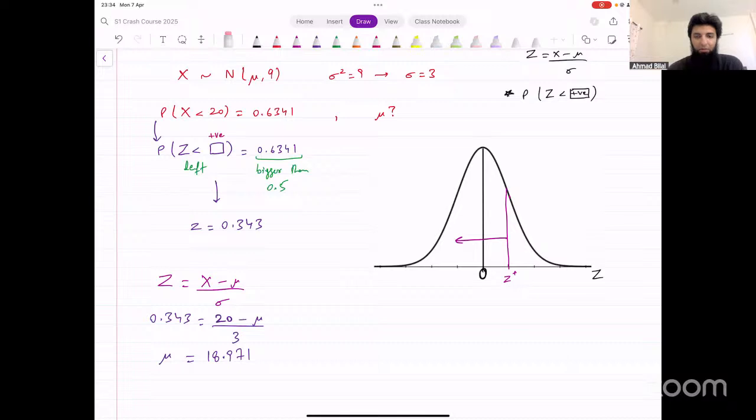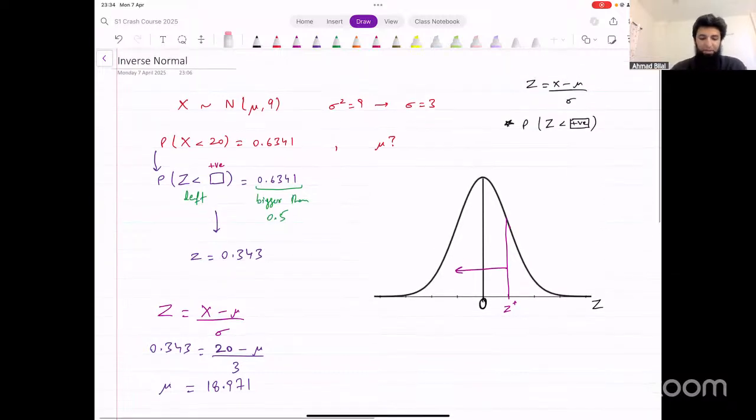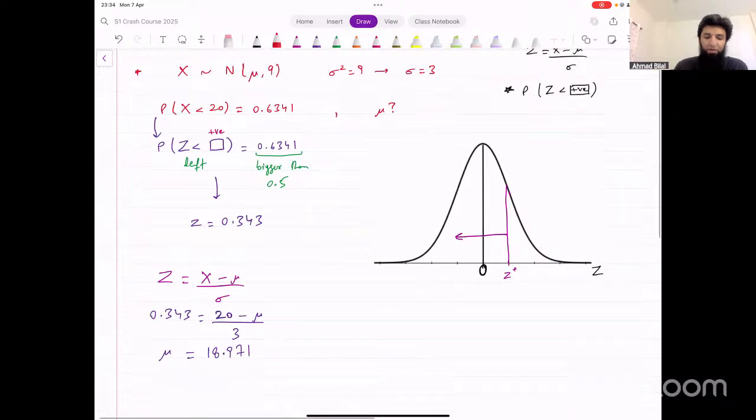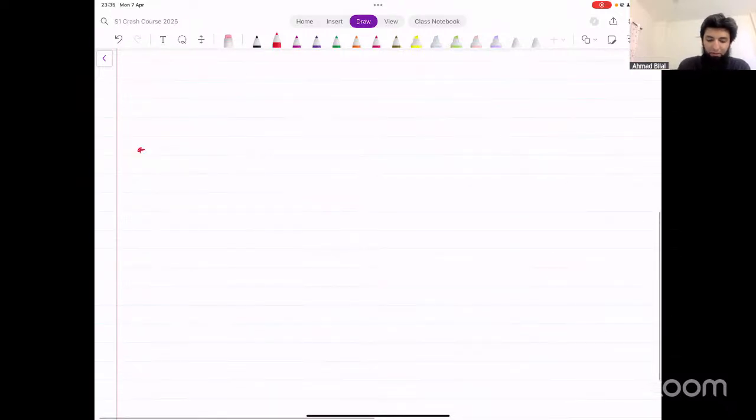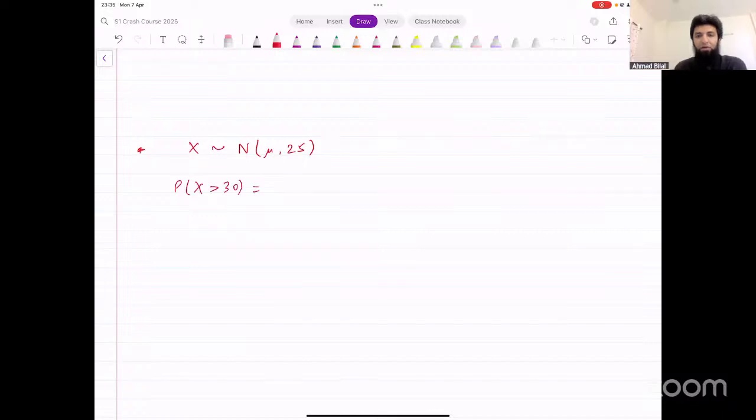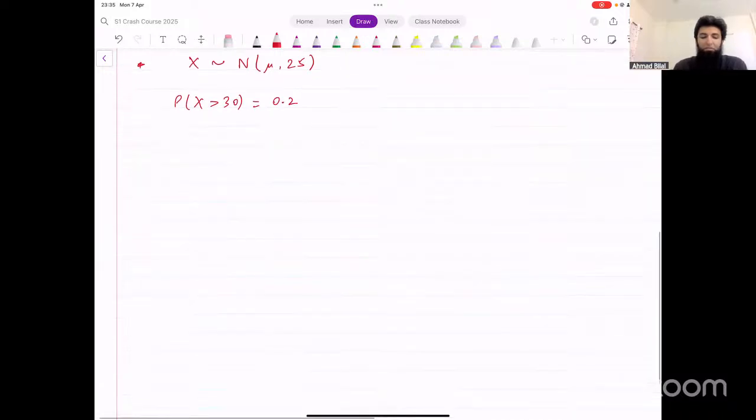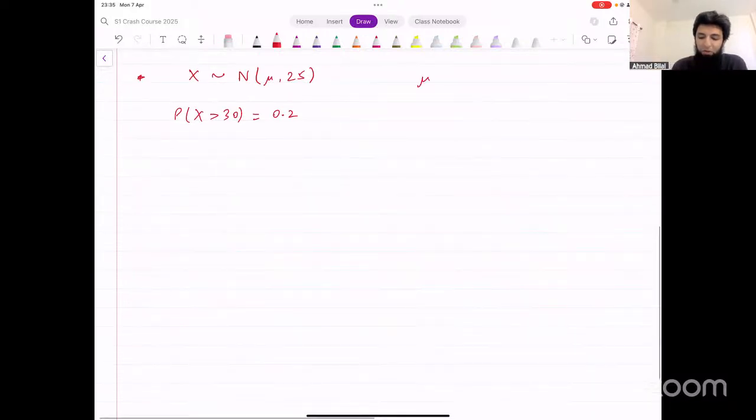Okay. Now, let's take another example. That might make a bit more sense now. So this whole process would make sense. What if the variable was like this? It's normally distributed, and the mean is, let's say, mu, and the variance is 25. And now you're given that the probability that x is greater than 30 is equal to 0.2. How do you find the value of mu in this case?